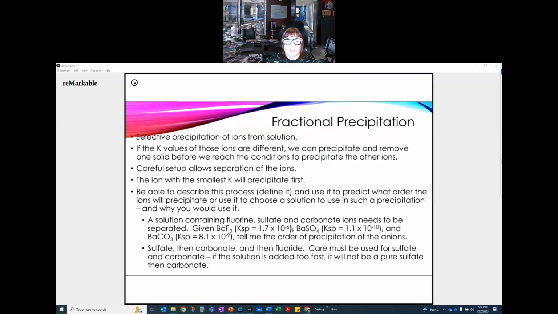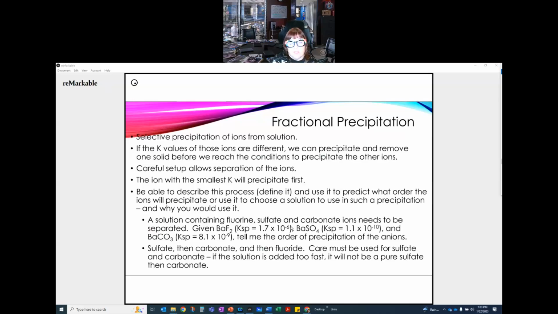We need to be able to describe this process, define what fractional precipitation means, and I want you to be able to use it to predict what order the ions will precipitate, or use it to choose a solution to use in such a precipitation and why you would want to use it.